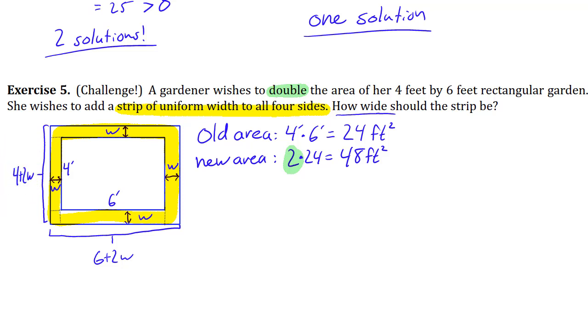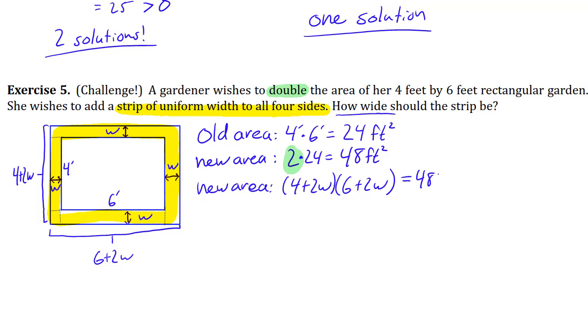So the new area, you could write it as 48 feet squared. You could also write this new area as 4 plus 2W times 6 plus 2W, the new height times the new total width. And that's what we want to make equal to 48 feet squared. All right, so this is the equation we've got to solve.